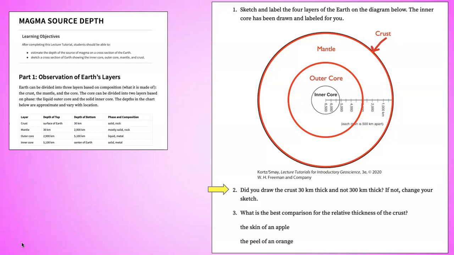Now you'll notice question 2 said, did you draw the crust 30 or 300 kilometers thick? So you might have thought about this as a 300. So you might have accidentally put 300, which would have been about halfway between this 500 kilometer tick mark and the surface. But really it should be just about on the same line as the crust. What's the best comparison for the relative thickness of the crust on Earth? The skin of an apple is a much better comparison than the peel of an orange.